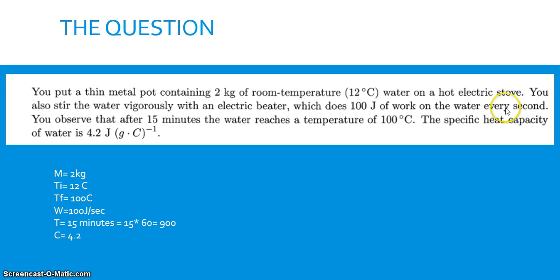Because it says every second, we have to focus on how many seconds or minutes this actually occurs. So after 15 minutes, the water reaches a temperature of 100 degrees Celsius. And we know the specific heat capacity of water is 4.2. So when you have problems like this, you just have to write out everything that you're given: the mass, the initial and final temperatures, the amount of work, if there is any, how long it takes for it to get to its final state, and then also the specific heat capacity.